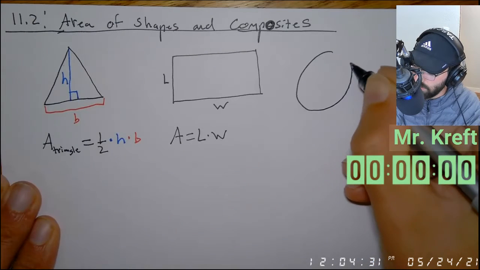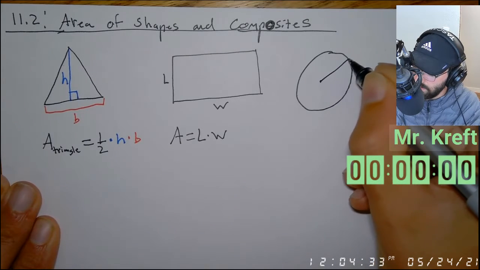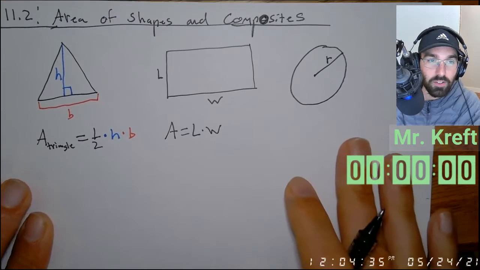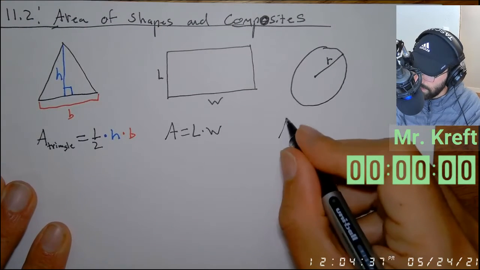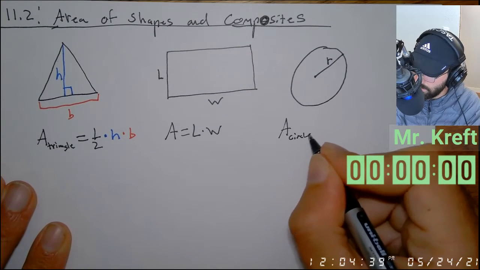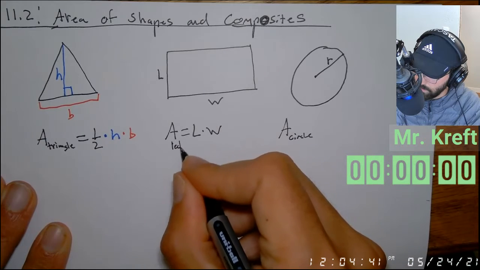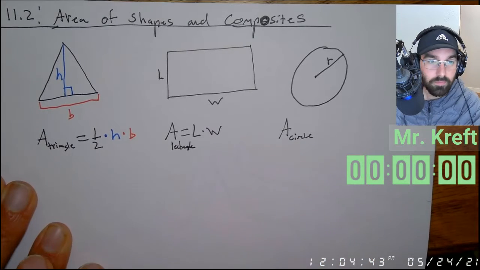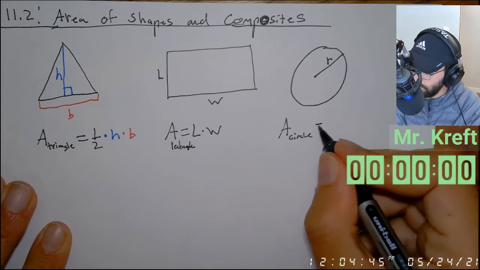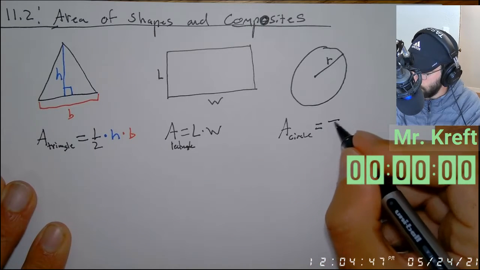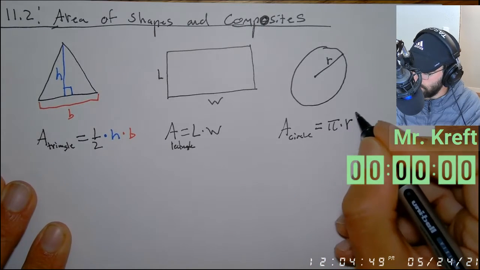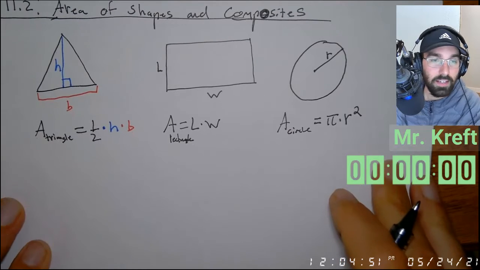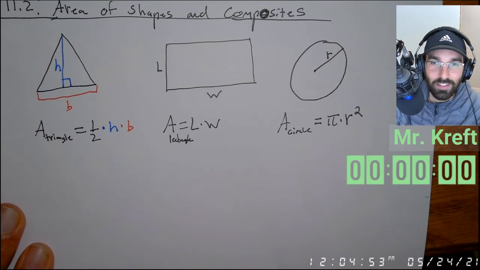And then the last one that you really should have memorized is a circle. So this is area of a rectangle. The area of a circle is pi times radius squared. Okay, and that's not 2 times the radius. That's not the diameter. That's radius times radius.